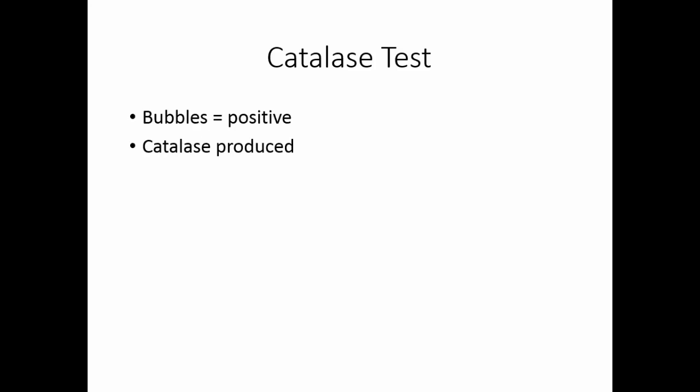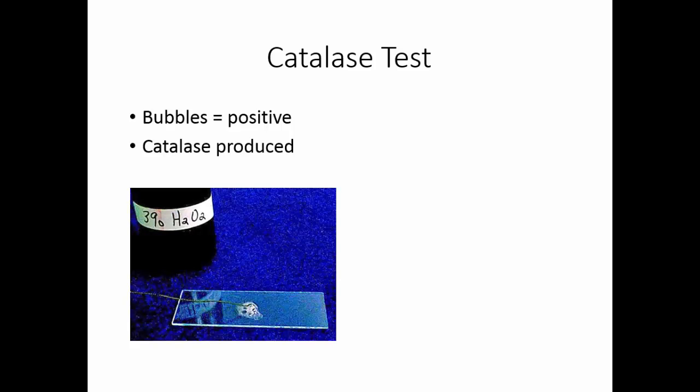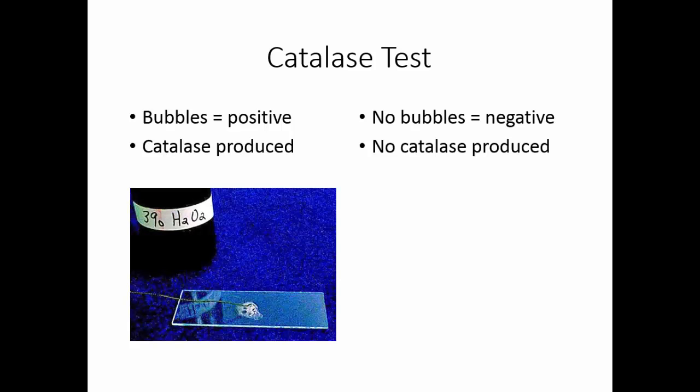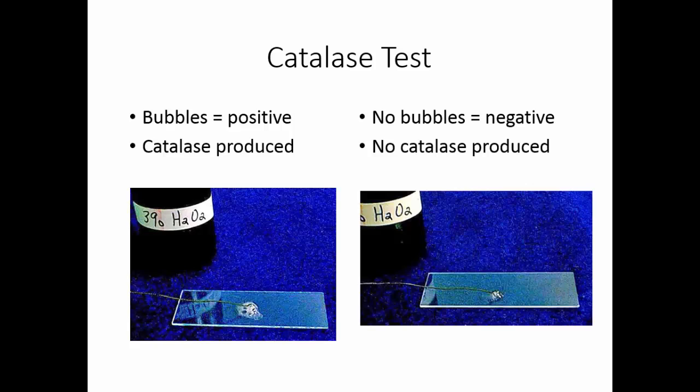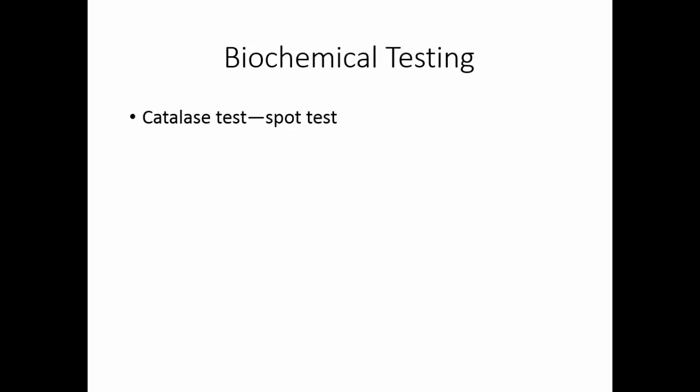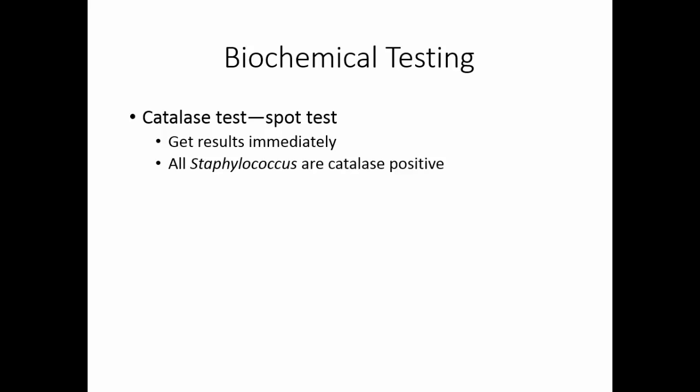That means catalase was produced by the organism. And no bubbles will be a negative test. Catalase was not produced by the organism. The catalase test is what we consider a spot test. You perform the test and get the results immediately. All Staphylococcus species are catalase positive. If your gram-positive coccus is catalase positive, the next test you want to do is the coagulase, and the coagulase is also a spot test.